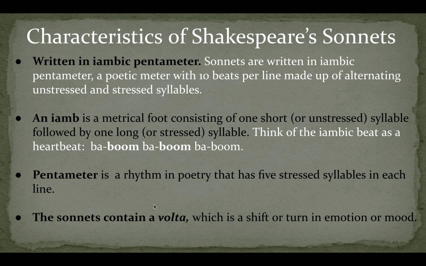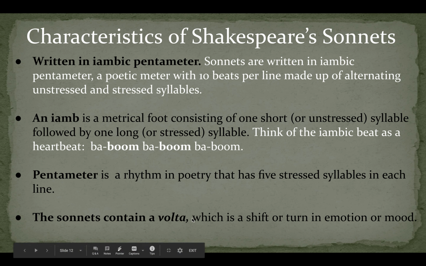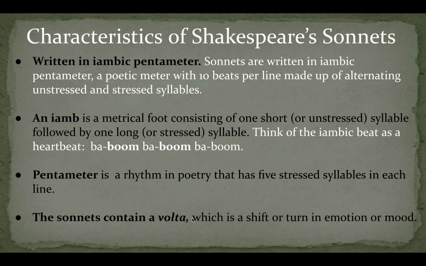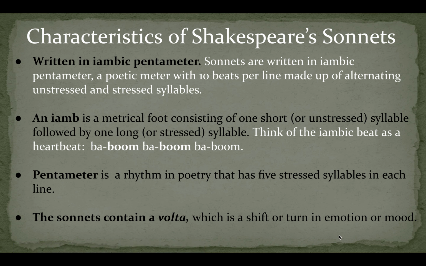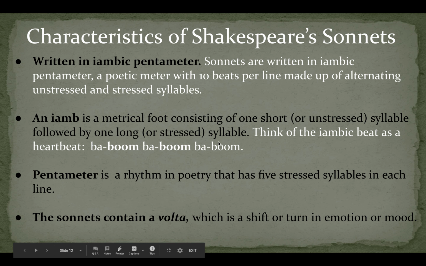Now, sonnets contain a volta. A volta, this is an important word for the quiz, by the way. A volta is a shift or turn in emotion or mood. This is something that happens toward the end of a sonnet, and we'll talk a little bit more about that as we get into analyzing a sonnet. But we're looking for a volta, and this is where we start to feel a change in the poem itself. Once again, a volta. Okay, so these are characteristics of Shakespeare's sonnets.